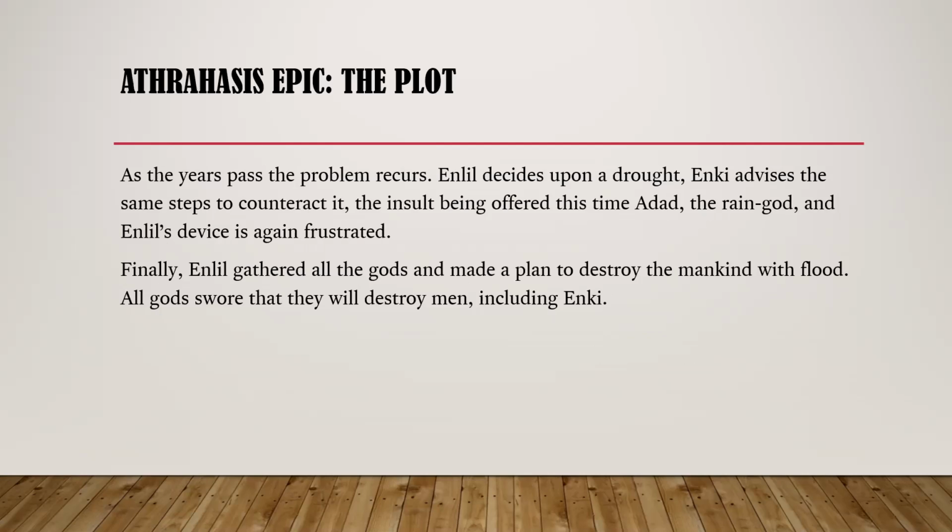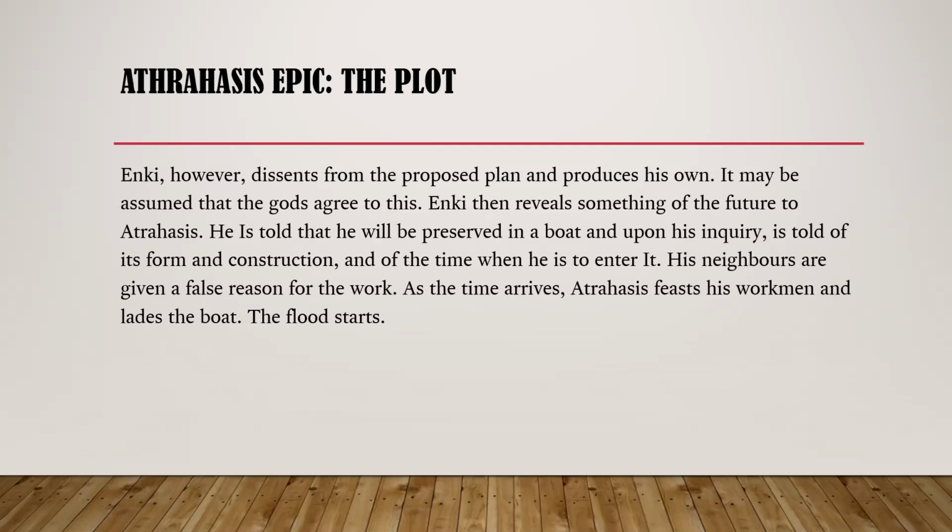So one day, all gods decided to send a flood. And all gods, including Enki, swore that they will destroy people. So Enki decided to help people, and he had a plan of his own. He reveals something about the future to Atrahasis, and he told him that he will be preserved in a boat. And upon his inquiry, he told him the dimensions of the boat that he is supposed to build. And Atrahasis should give a false reason why he is building the boat to his neighbors.